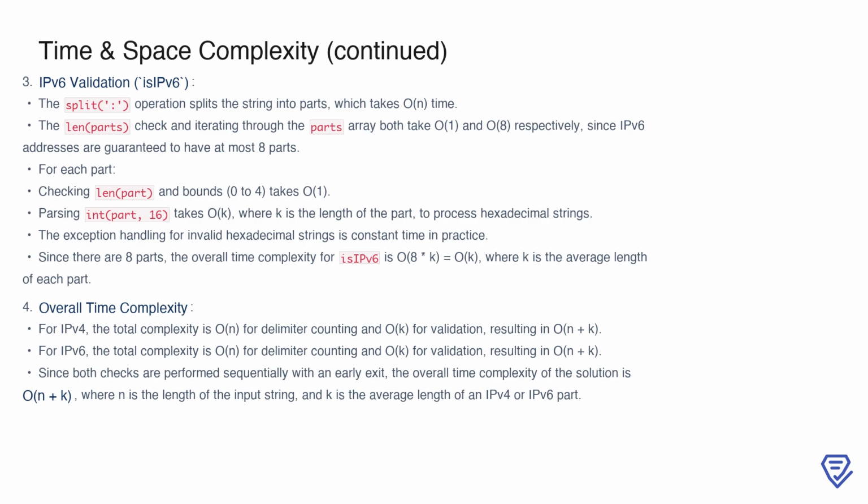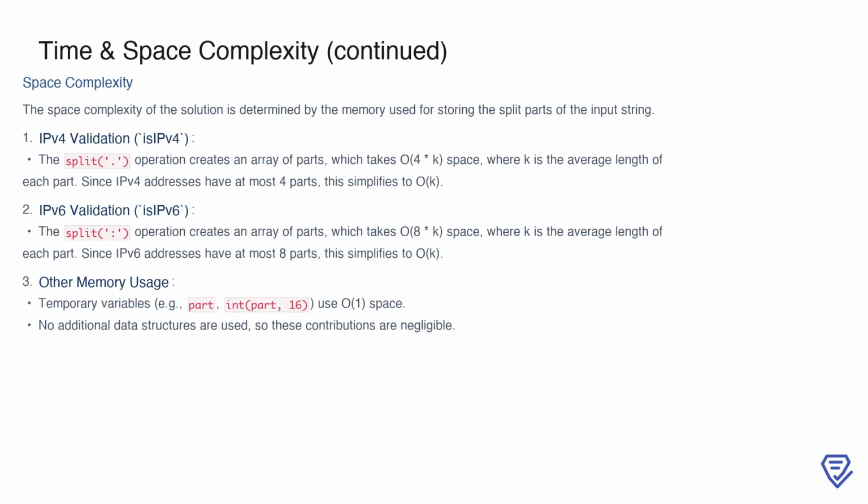Since the solution performs these checks sequentially and exits early when a valid address type is identified, the overall time complexity of the solution remains O(n plus k), where n is the string length and k is the average part length. The space complexity of the solution primarily comes from storing the parts of the input string after splitting it.